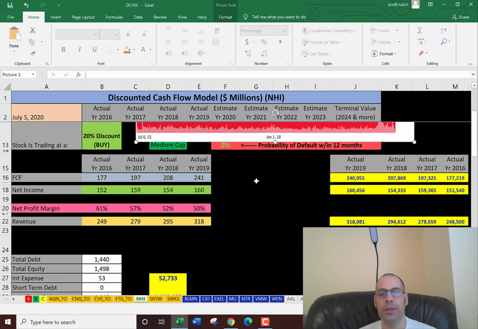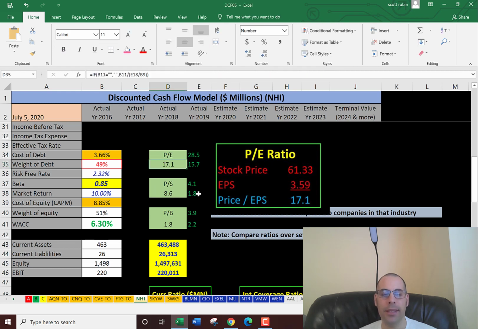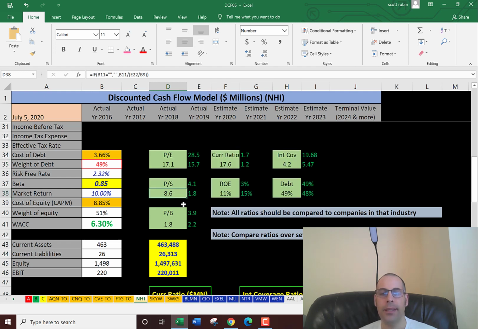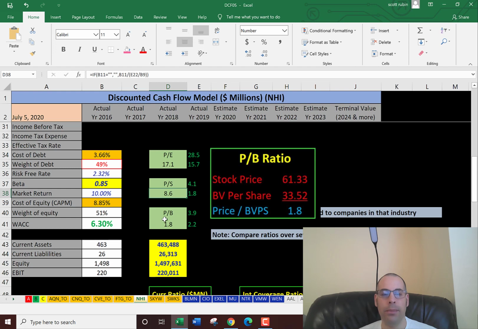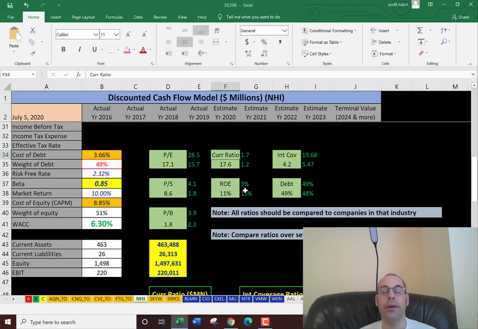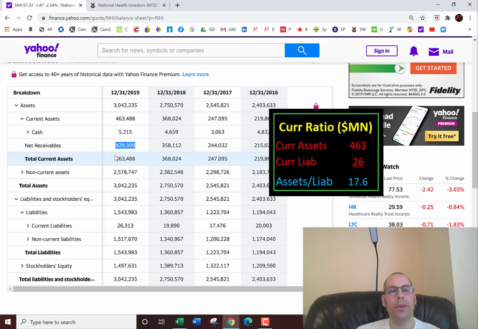Let's look at the financial ratios of the company to get more information. They have a PE ratio of 17. That's price of stock over earnings per share. That's a decent ratio. They have a price to sales of 8.6. That's pretty high. That's not a good price to sales ratio. That's price of stock over sales per share. They do have a good price to book of 1.8. That's price of stock over book value per share. They have a current ratio of 17.6, which is way more than they need. So you can see most of those current assets are receivables. So they do a pretty poor job at collecting from their customers, or they give too loose of terms.